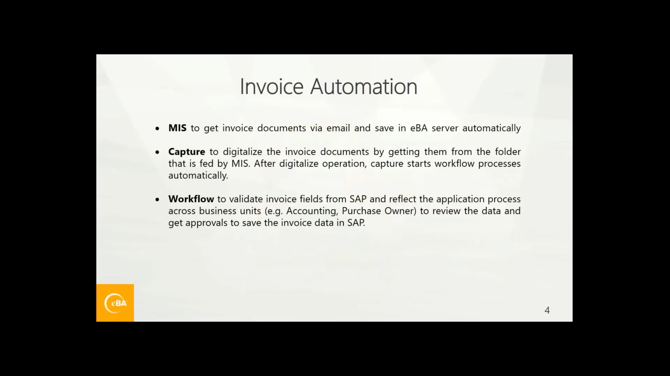MIS means Mail Integration Server, and with this feature, we can get invoice documents via email and save them in the eBA server automatically. And also we have the capture module in this process. It is to digitalize the invoice documents by getting them from the folder that is fed by MIS. After the digitalize operation, we can capture and we can start workflow processes automatically.